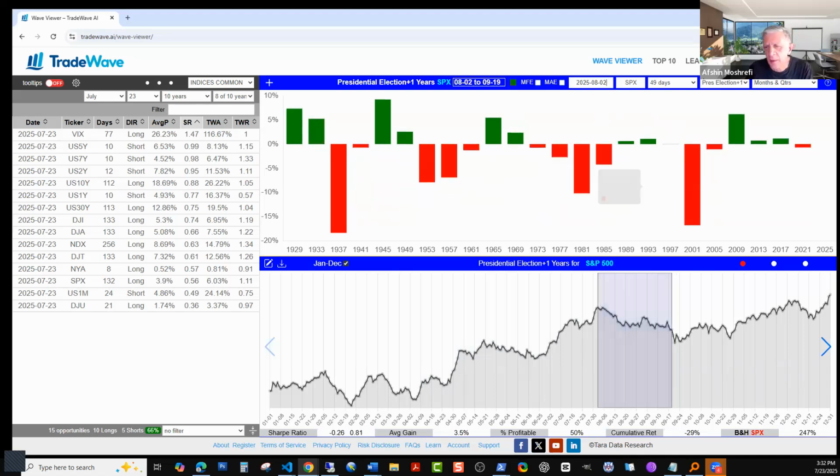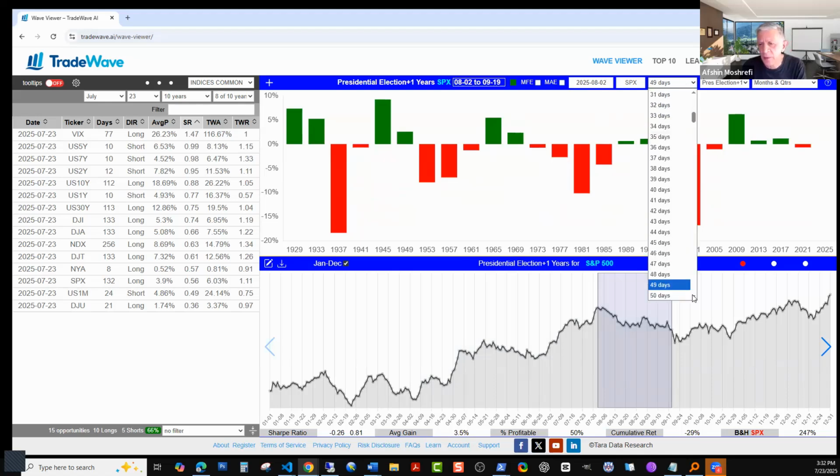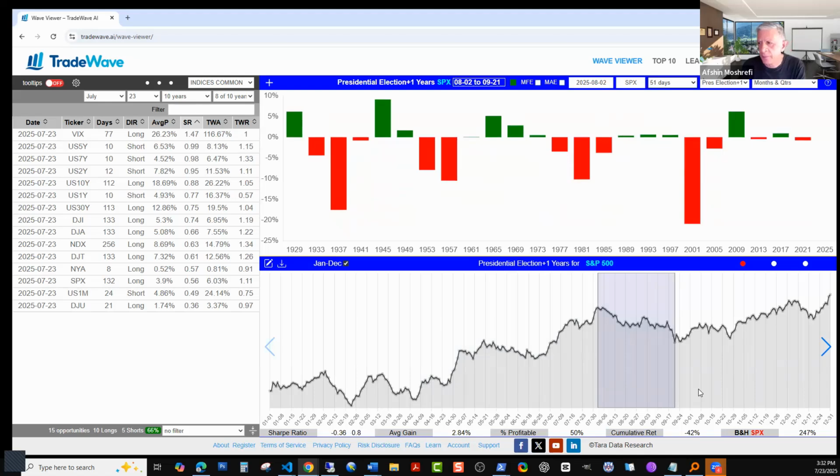Change it to second. And make this there. So look at this. We're now looking at from August 2nd to the 21st of September. It was negative last time, a little positive in 2017. It was up 6.19% in 2009. This is not very bullish from what I see. Even these years are pretty flat.